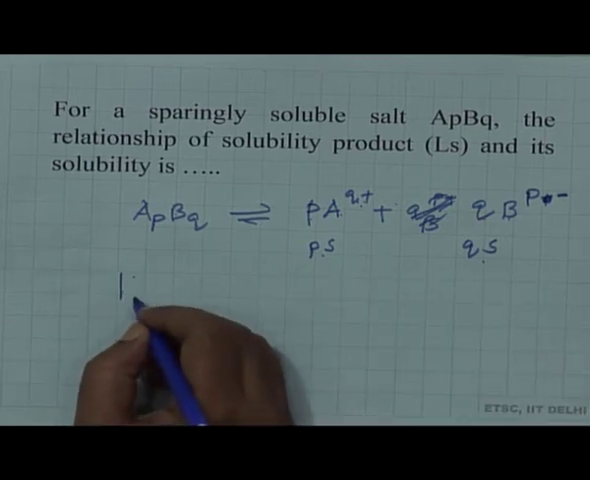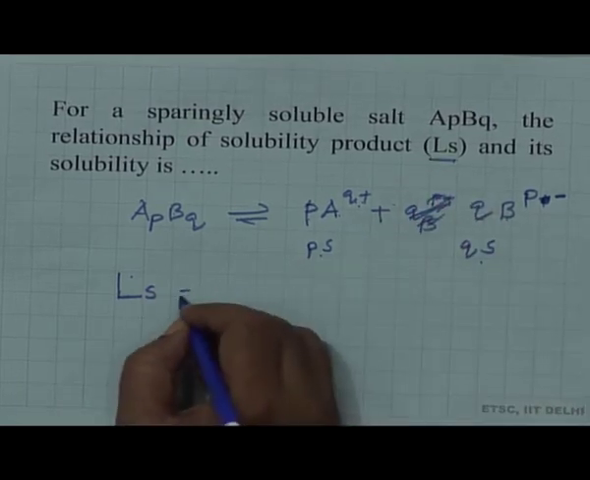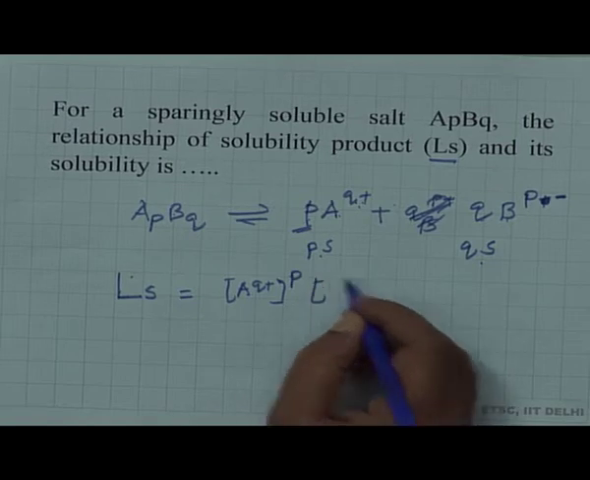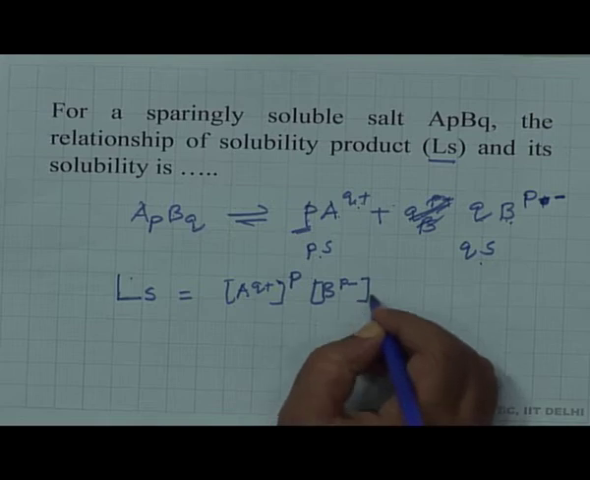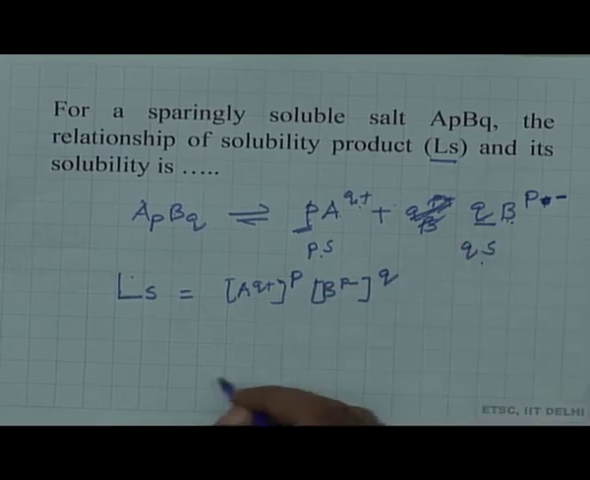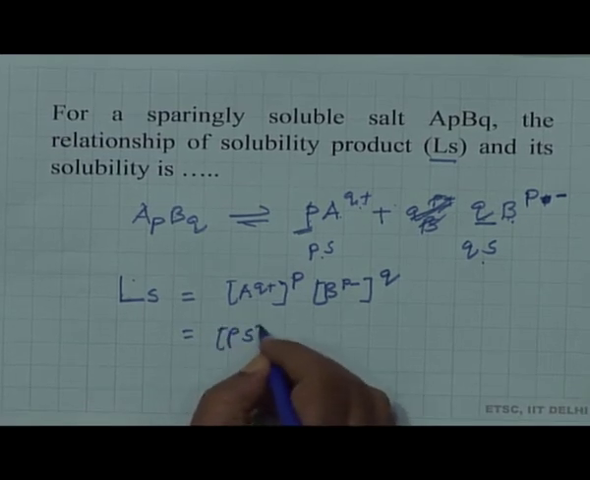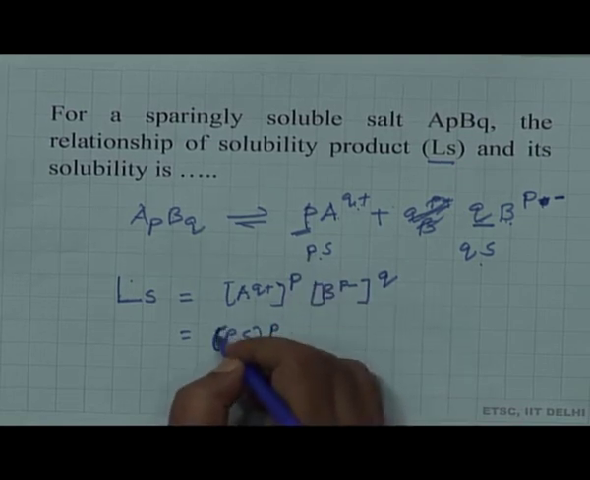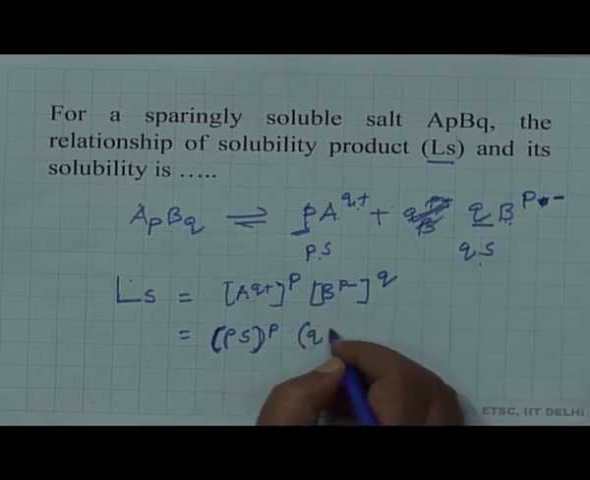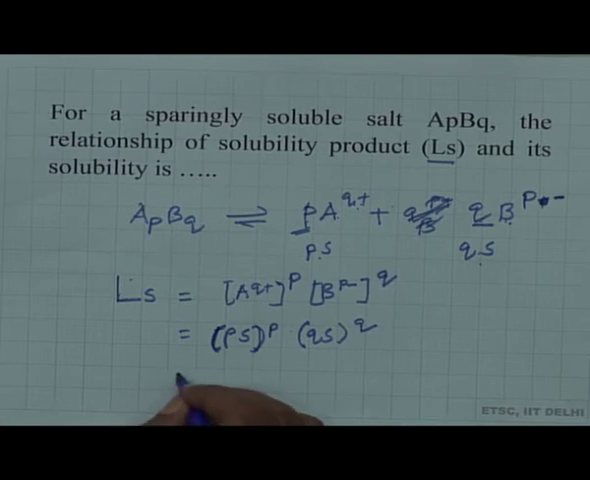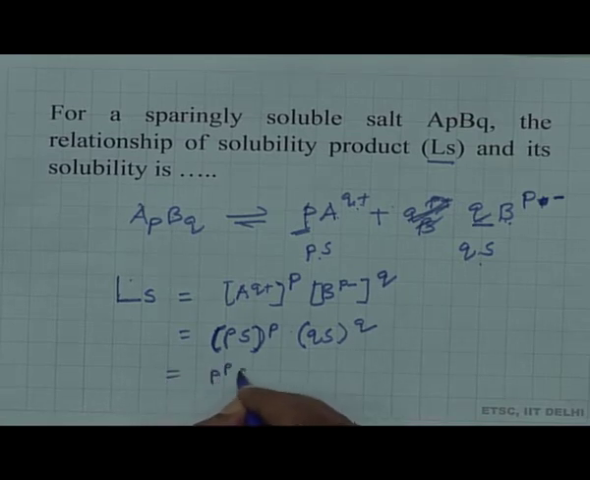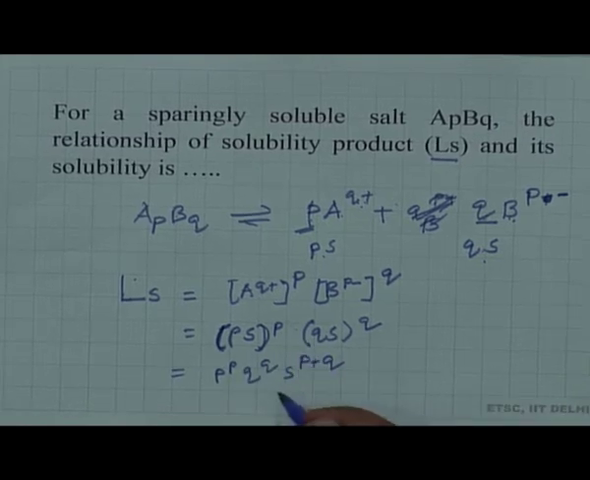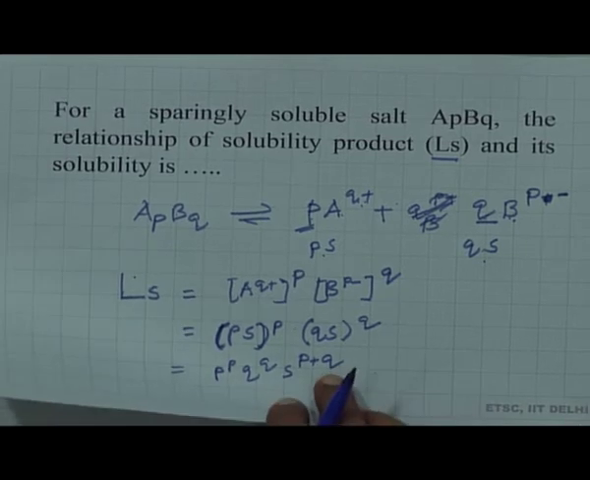So, if I want to get solubility product, which is now Ksp, Ksp will be A^Q+ power stoichiometry P, into B^P- power stoichiometry Q. So, (PS) power P, PS is the concentration, and (QS) power Q. So, you have P^P, Q^Q and S^(P+Q).